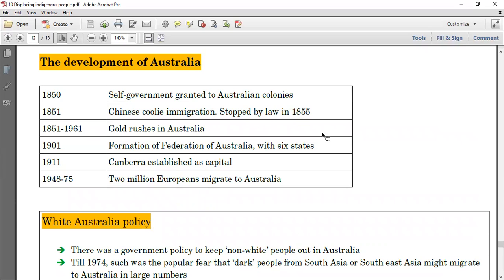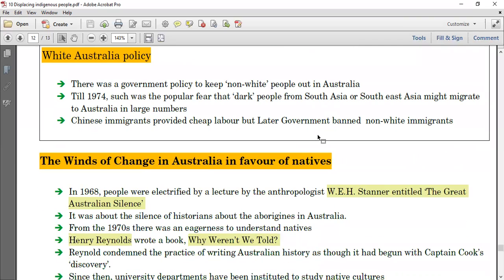And 1948 to 1975, 2 million Europeans migrate to Australia, which was the White Australia policy. There was a government policy that kept the non-white people out of Australia. Till 1974, such was the fear of dark people from South Asia or Southeast Asia that they could migrate to Australia in large numbers. The Chinese immigrants provided cheap labor, but later on, the government banned all the non-white immigrants.